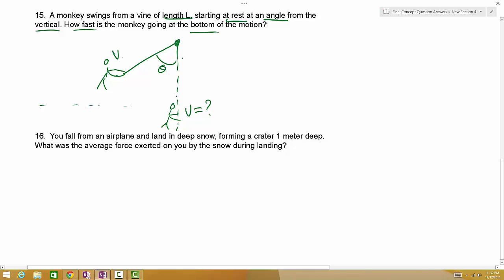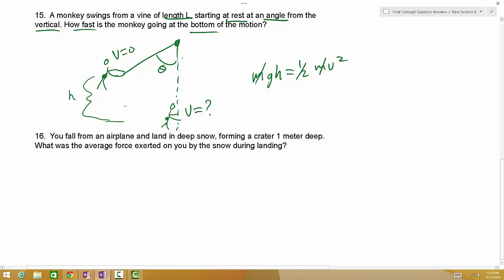And we know it's starting at rest, so we know v equals 0 up here. Well, we're going from up here to down here, so we've changed height, about this much height. That means some gravitational potential energy went into kinetic energy. So this is just a simple mgh equals 1/2 mv squared problem, and all you do is solve for v.